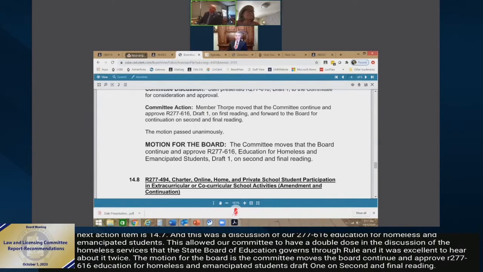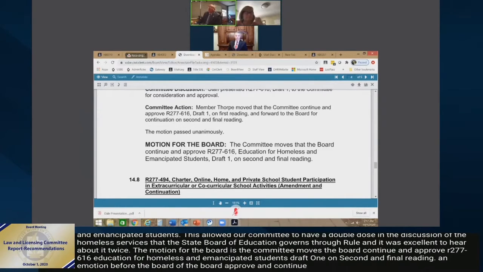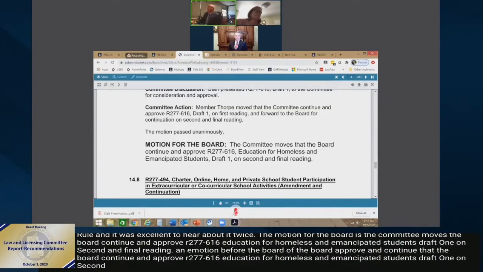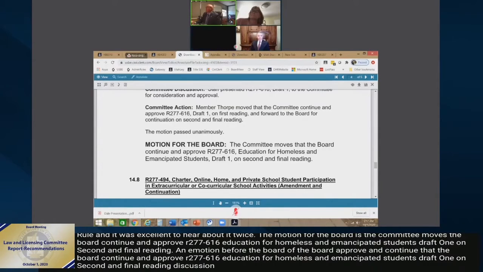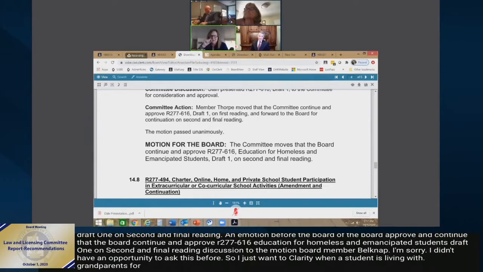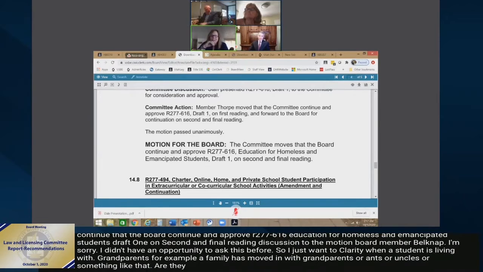Okay, the motion before the board is that the board continue and approve R277-616, Education for Homeless and Emancipated Students, Draft 1, on second and final reading. Discussion to the motion, Board Member Belknap. I'm sorry, I didn't have an opportunity to ask this before, so I just wanted clarity. When a student is living with grandparents, for example, a family has moved in with grandparents or aunts or uncles or something like that, are they considered homeless at the time they're living there since they don't own the home?